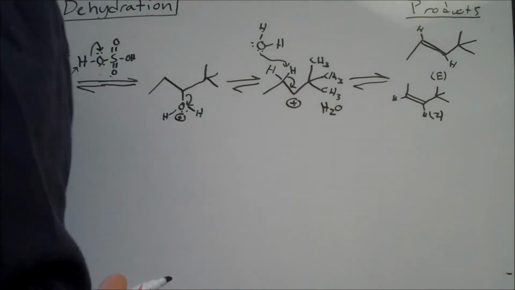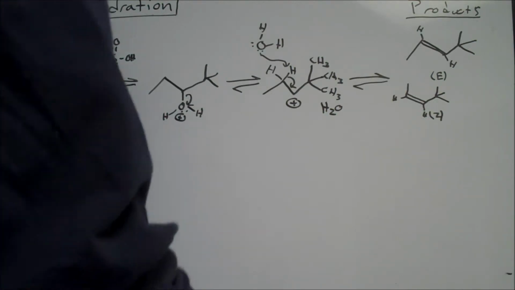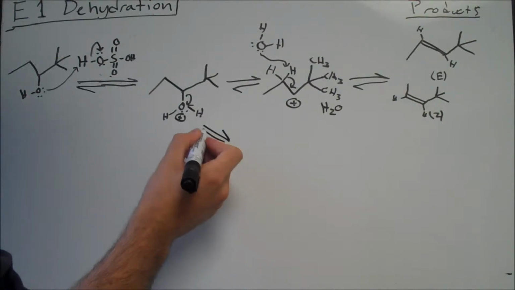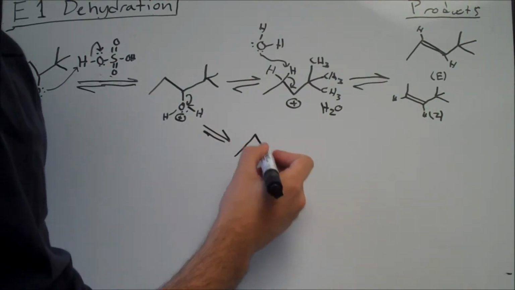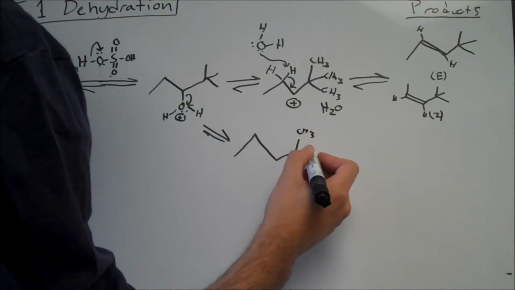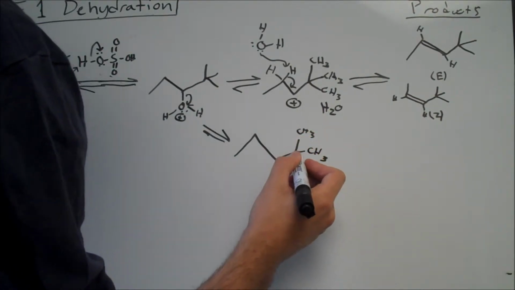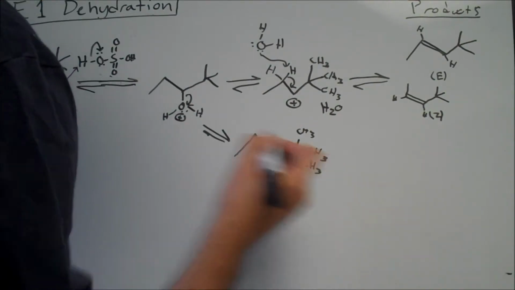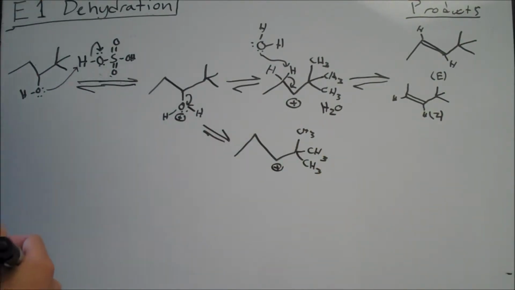These would also be products of the E2. But now here's where it gets tricky. Let's go ahead and draw another pathway and redraw the carbocation with our methyl groups. And remember, I said there were no hydrogens on this beta carbon. Well, you've got to look at what we've got here. This is where it gets a little tricky.